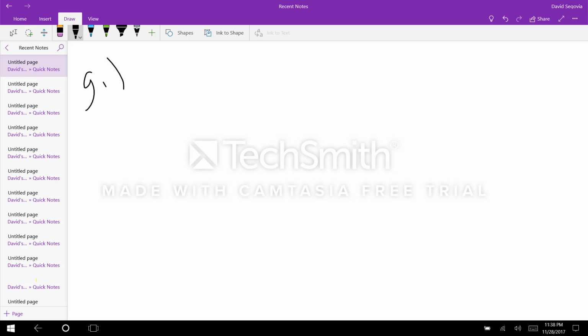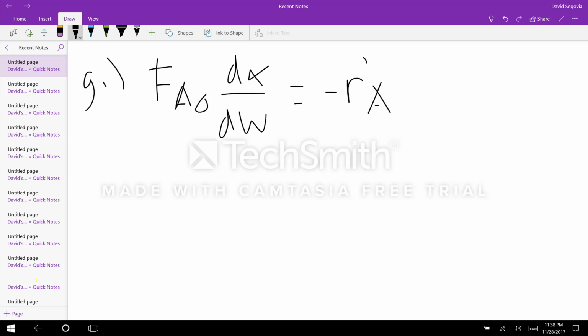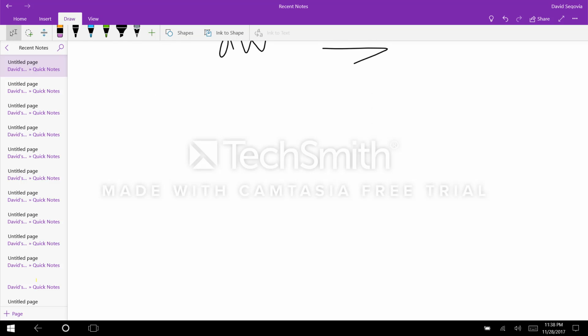Part G of the problem then asks us to write out our mole balance in terms of conversion. And if we recall, we have FA naught dX/dW is equal to the rate law. And we have this already in terms of conversion, so all we can do is plug in, separate the variables, and then integrate. In simplification, we find that the weight of the catalyst is equal to the following equation.